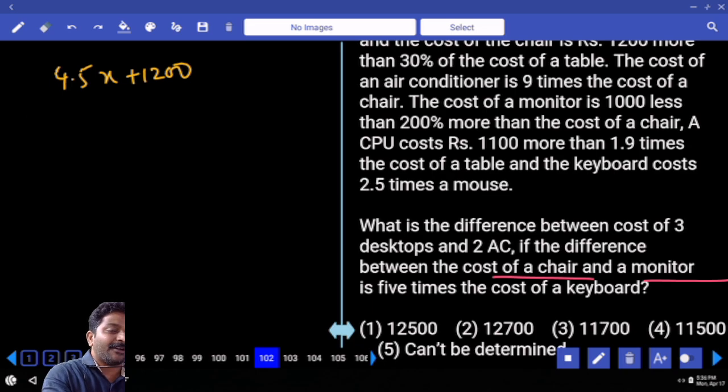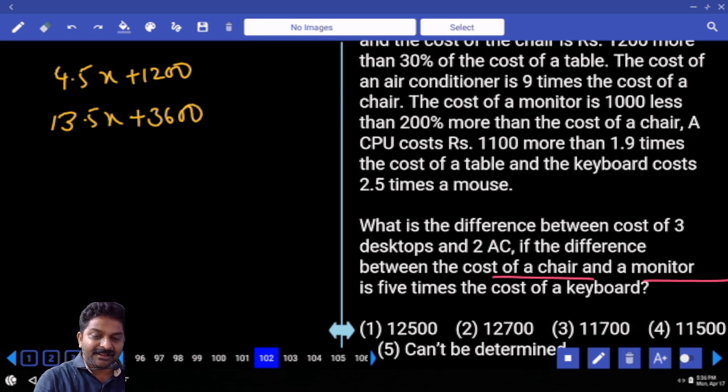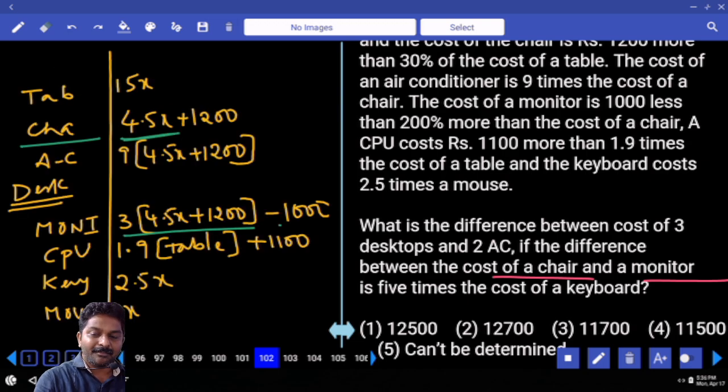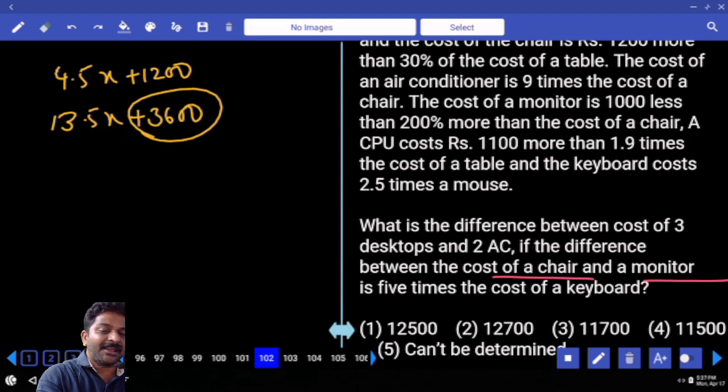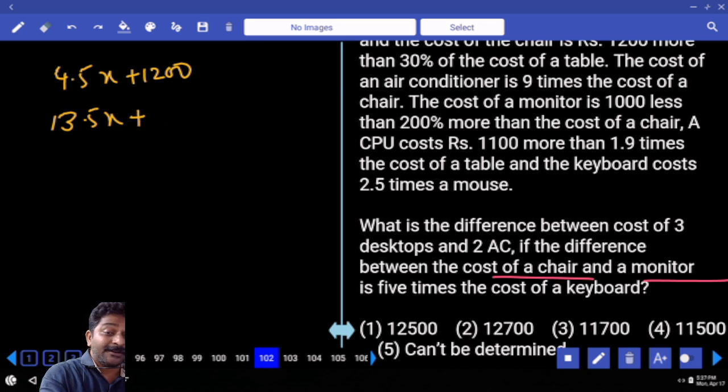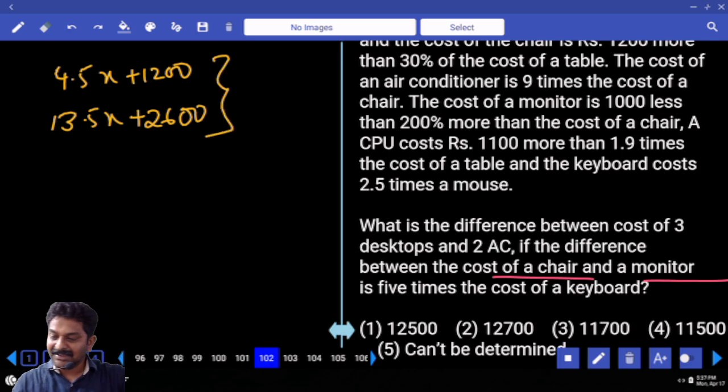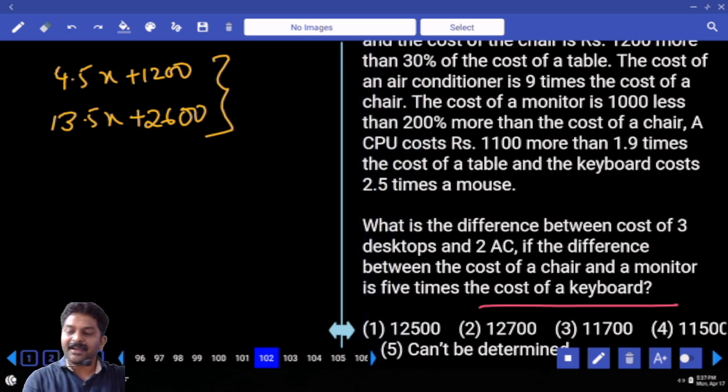3 times of 4.5 is 13.5x plus 3 times 3600, still there, right? Minus 1000. Shall we do minus 1000 directly in this? How much? 2000. So the difference between these two numbers is equal to 5 times the cost of the keyboard.